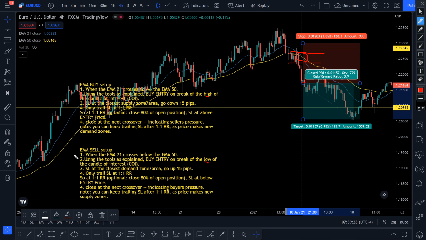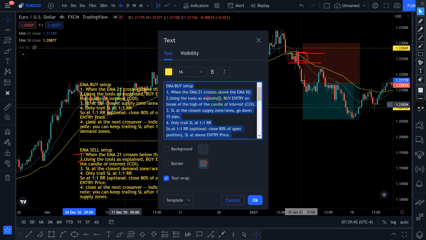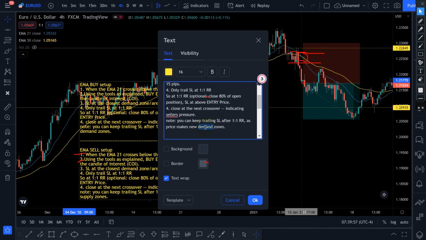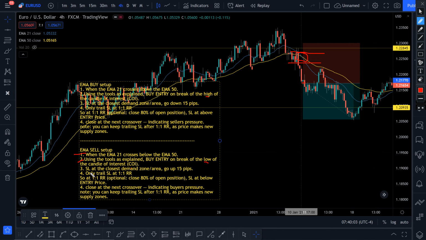So we have done this one, check. Using the tools as explained, candle of interest, break of low, check. Stop loss, closest supply zone. What did I do? Hold on please. This is demand, okay, and this is supply. Yep. Okay. Stop loss at the closest supply zone. Supply zone. Okay, okay.